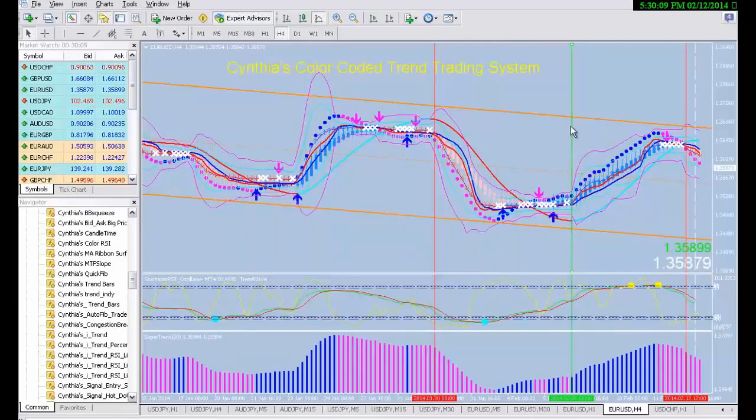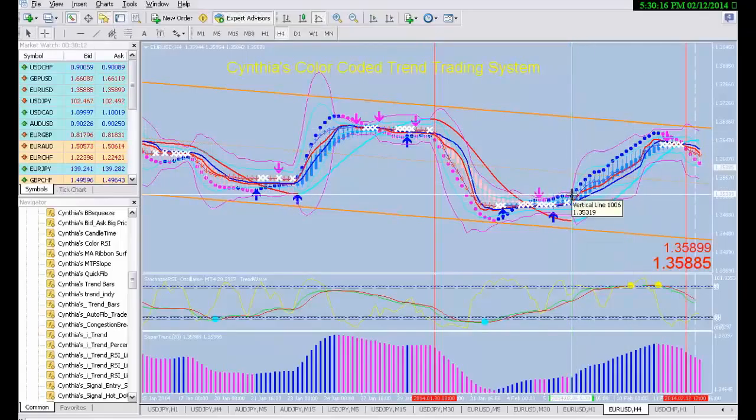Okay, there. Now you have your entry. So let's see, you would have probably got out when the blue ball turned pink and the white X appeared. It's 129 pips. So maybe you'd get 125 pips after spread or something. So anyway, that's how you trade.